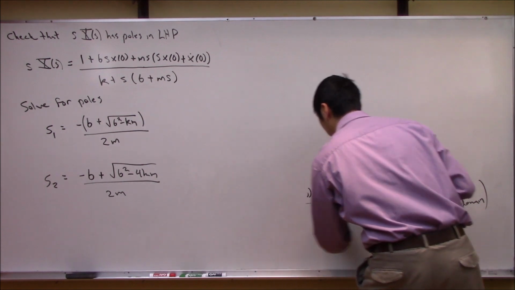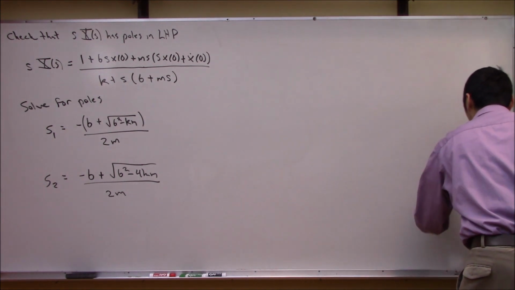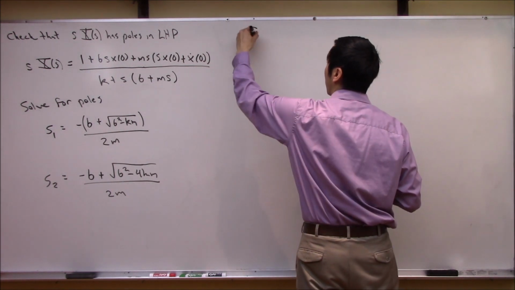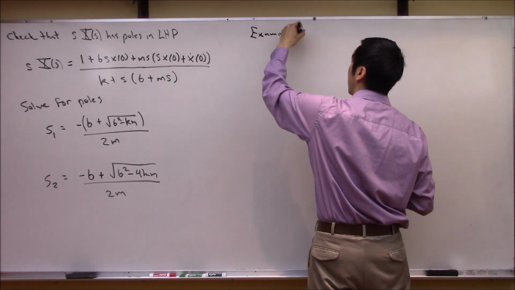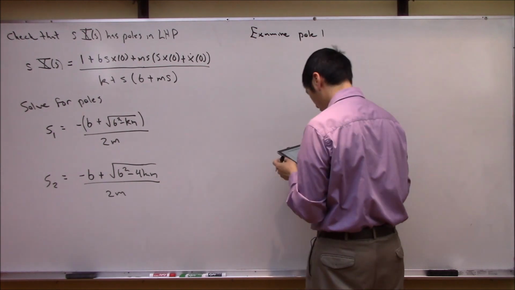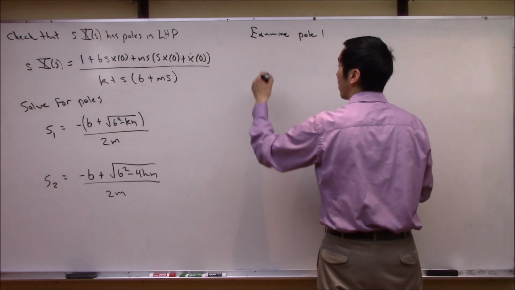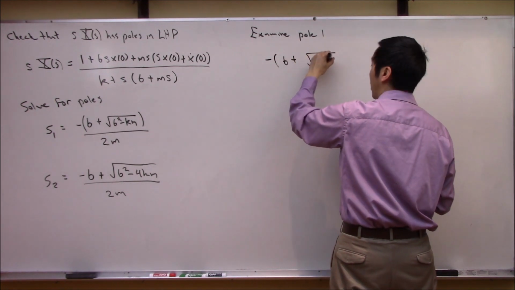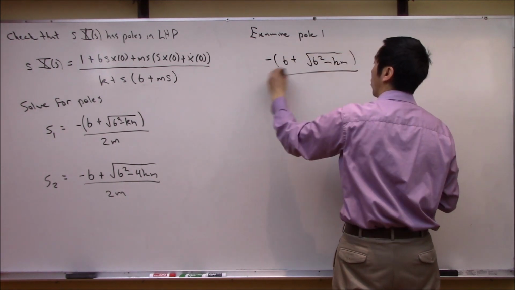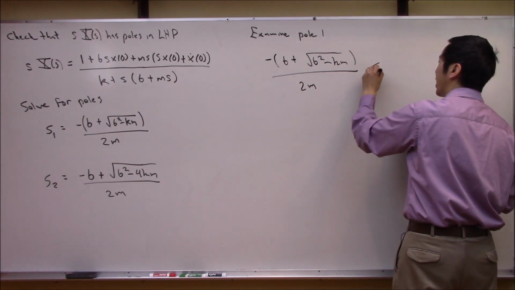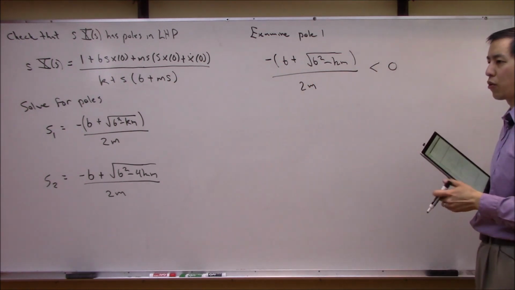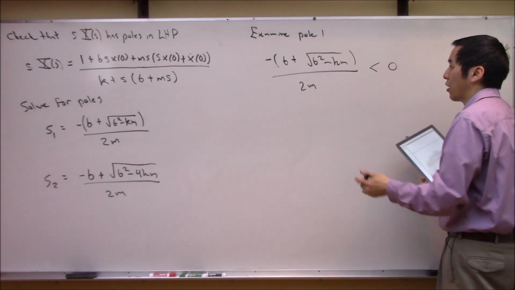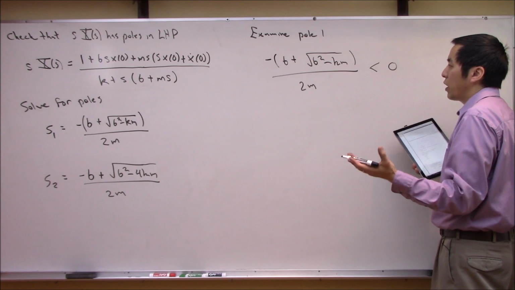Okay, so now what we need to do here is, can we show that those 2 poles are always negative, right? So let's look at the first pole. So examine pole 1. What we see here is we need minus b plus square root of b squared minus 4km all over 2m to be strictly less than 0, right? Or at least, technically we need its real part to be strictly less than 0, but I think you get what I'm saying. Okay, so here we can start making some assumptions.